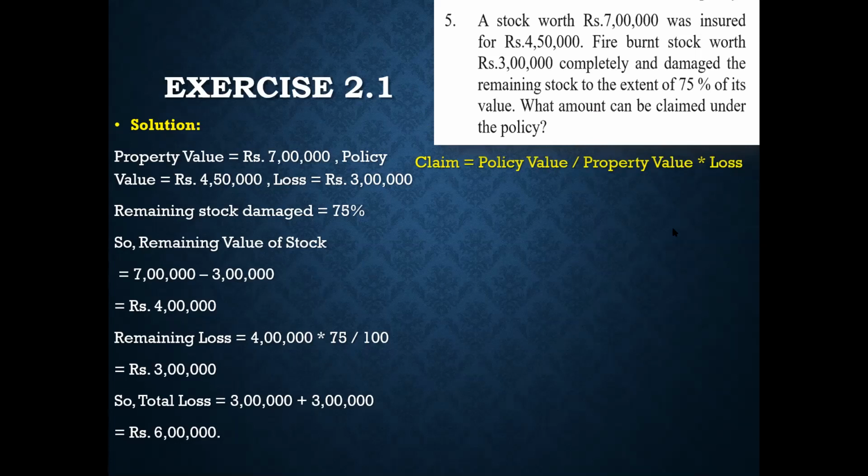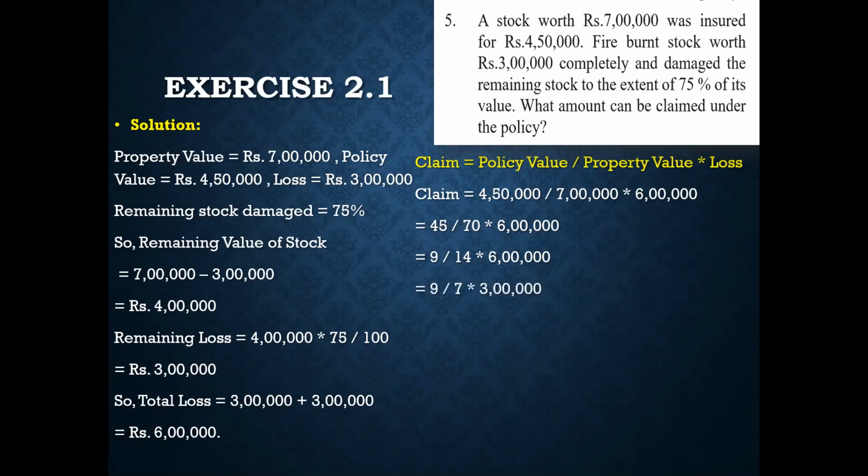So the policy value is 4,50,000 divided by 7 lakh into 6 lakh. Cancelling the zeros, I am left with 45 upon 70 into 6 lakh. Reducing it further, I got 9 upon 14 into 6 lakh. Then 9 upon 7 into 3 lakh. That is, I've cancelled 14 and 6 lakh by 2. So now no cancellation is possible. So 9 threes are 27 lakh divided by 7. You can claim a total of 3,85,714.286. So I hope the sum is clear to you, class.